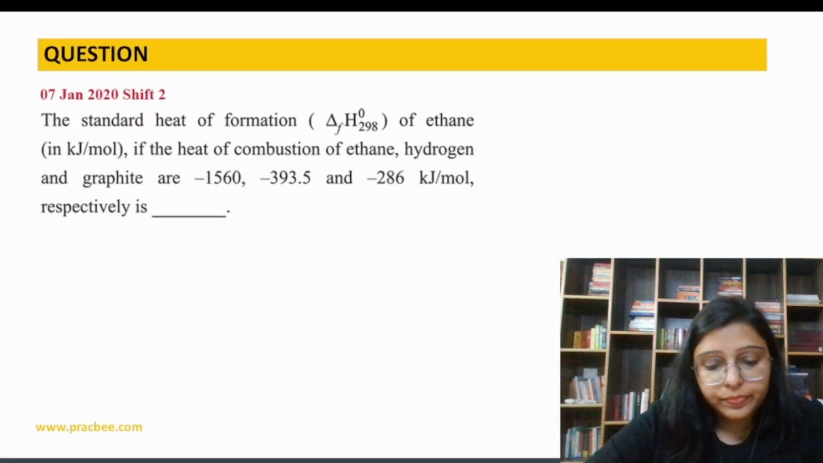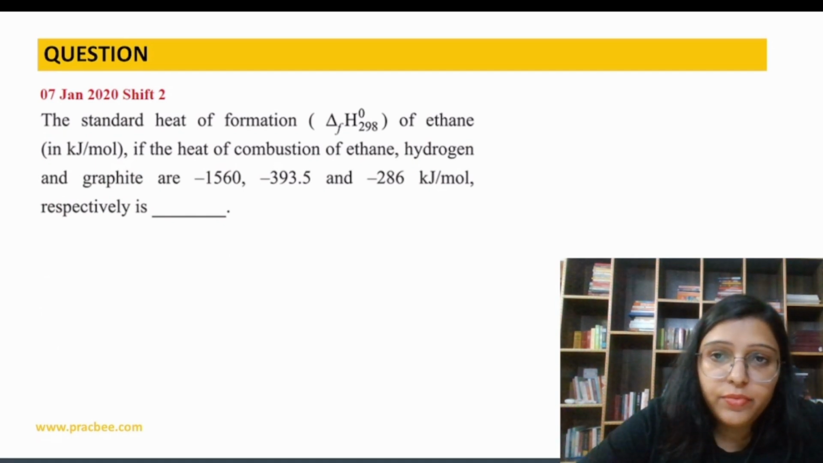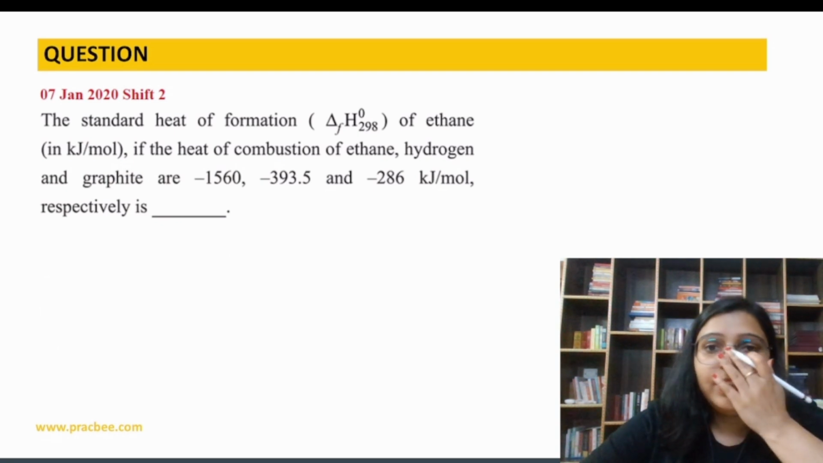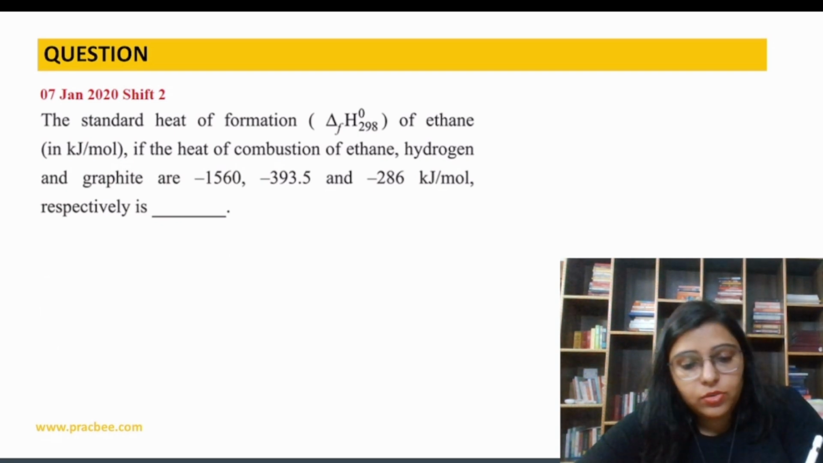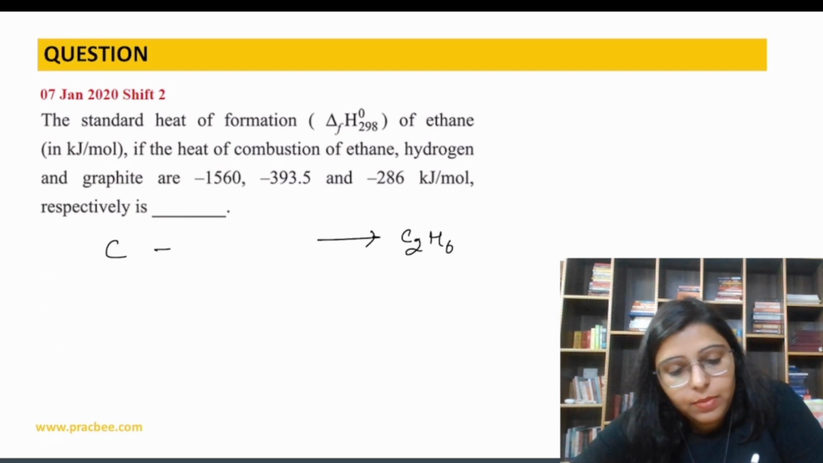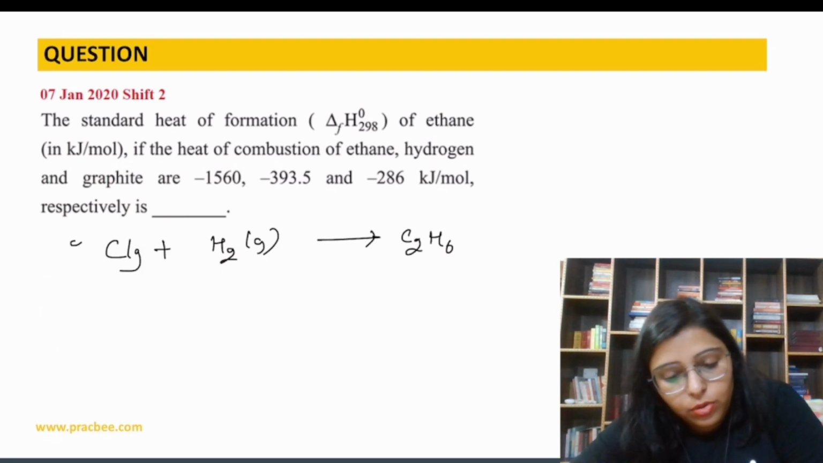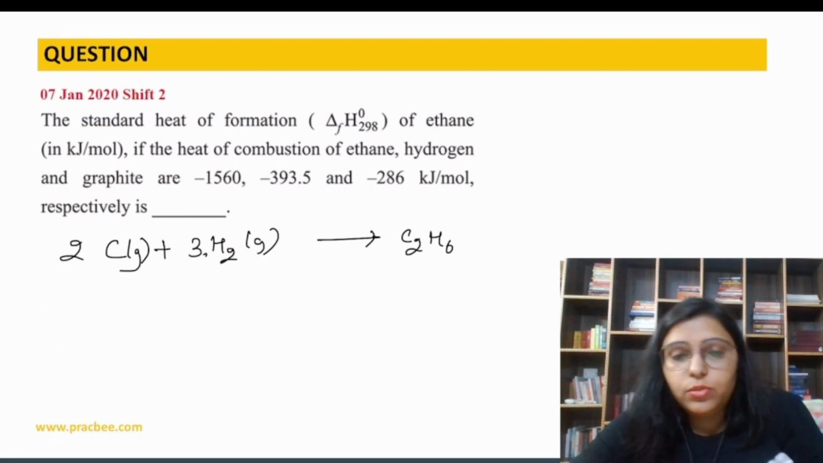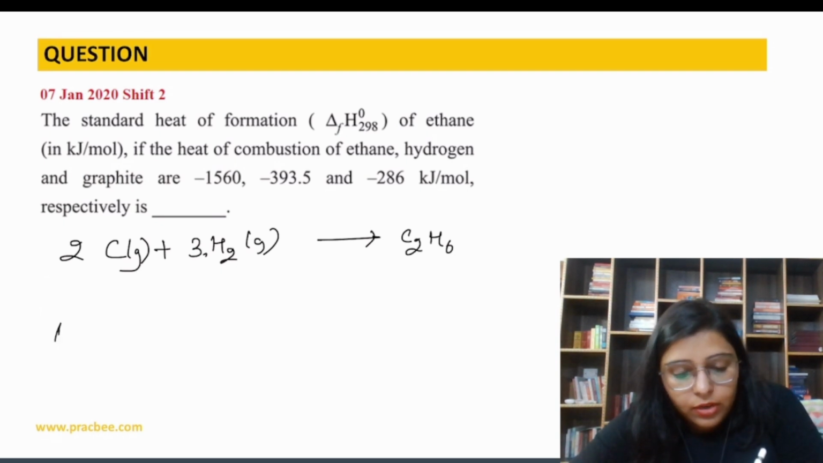Okay, next. The standard heat of formation at 298 Kelvin of ethane is given if the heat of combustion of ethane, hydrogen and graphite are this, right? So you have to find out the heat of formation of ethane. So look, ethane is C2H6. So how to form ethane? Carbon plus hydrogen gas, and this is graphite. So 2C and this is 3H2. So how to find out the delta H naught reaction from combustion?